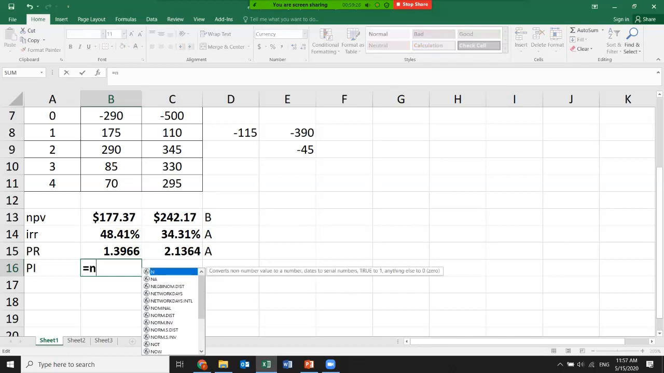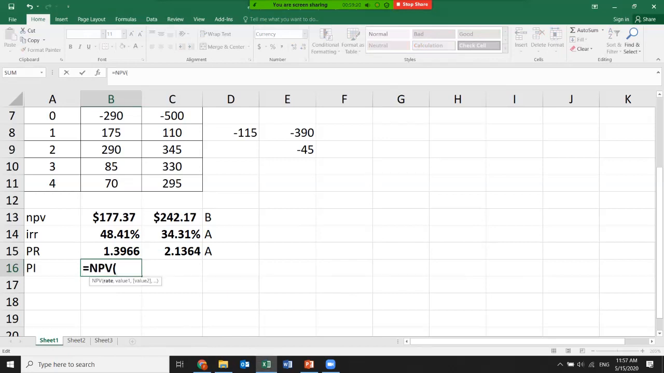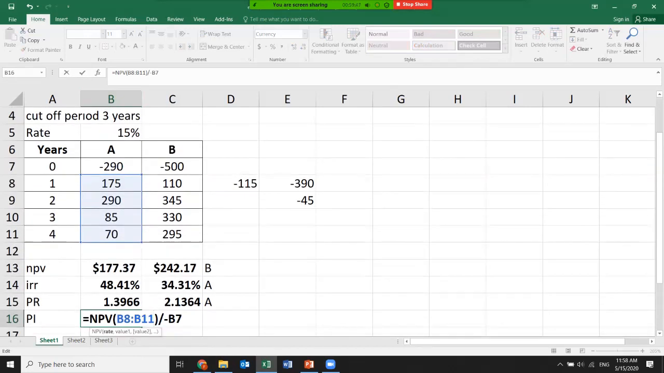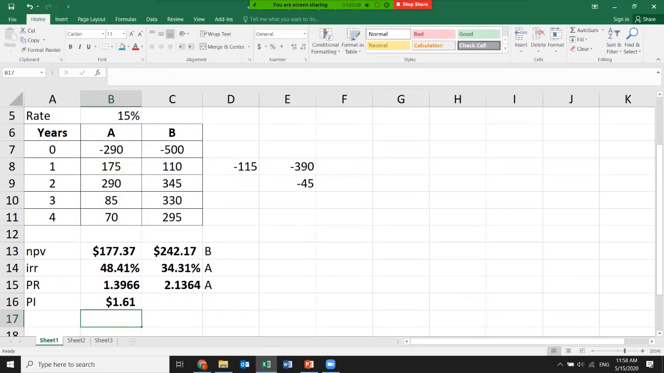So profitability index is the NPV, the summation of the present value of cash flows here, closing the brackets, and I'm dividing by investment cost. Oh, I didn't put the rate. That's my bad. My rate is 15. My range is this. Divided by minus investment cost. 1.61, making like this, 2.16. So according to this, we're going to choose project B.